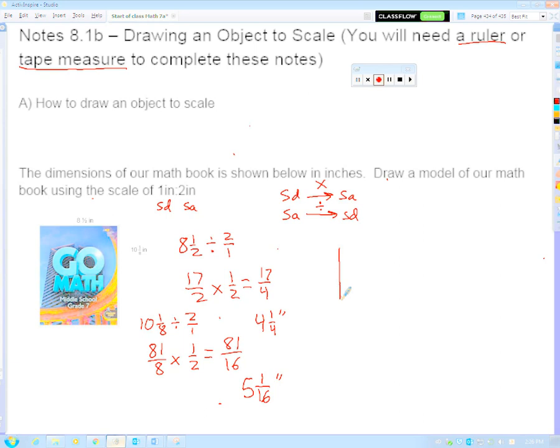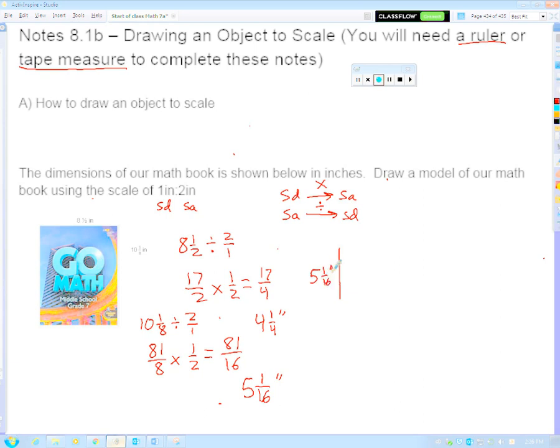Okay, now you guys may need to do a little review on how to read a ruler. Either talk to me or talk to your parents at home, because we're going to be using this the next couple days working with these scale drawings. Okay, so there's my one side. This is 5 1/16 inch.